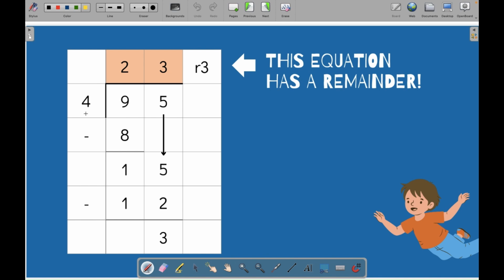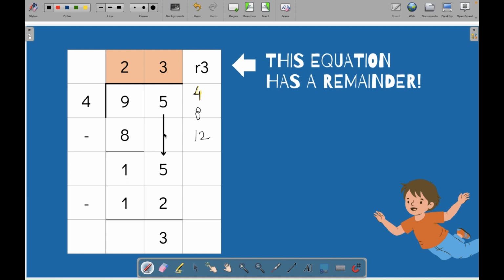Then the next step is to multiply 4 with 1, 2, 3, 4 just to check. So 4 times 1 is 4, 4 times 2 is 8, 4 times 3 is 12. We see that 12 is greater than 9, so we'll go one step back. 4 twos are 8, we'll write that here, and 1 is the remainder.